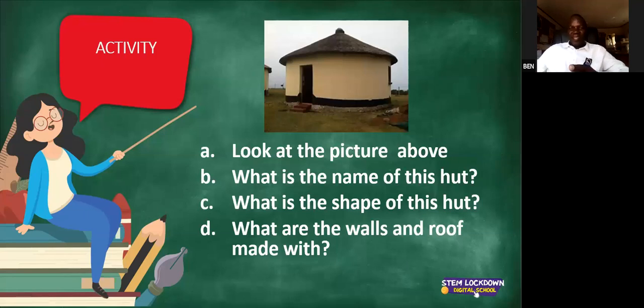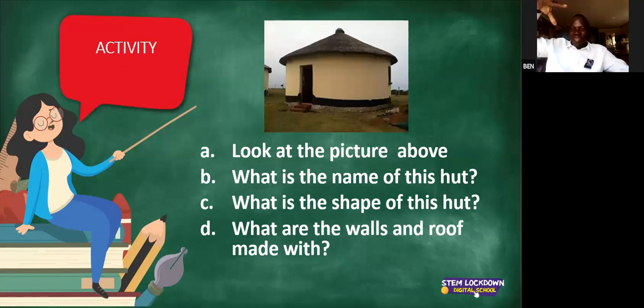Okay, the other one. What is the shape of this house? Somebody says it's a cube. It's circular. Yes, good. It says it's circular. I agree with you.